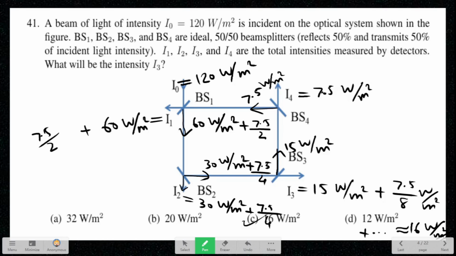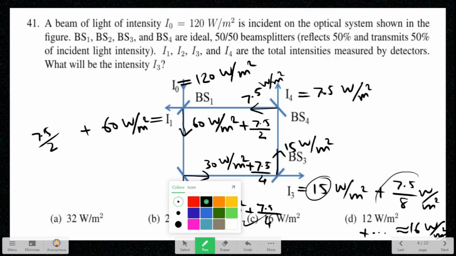The reason why I approximated the answer to 16 is because here we have a 15, here we have 7.5 by 8, which is around 0.9, and the other quantities which are added in the third cycle and fourth cycle are very much less than 1. So we can approximate this I3 to be equal to 16 watt per meter square.